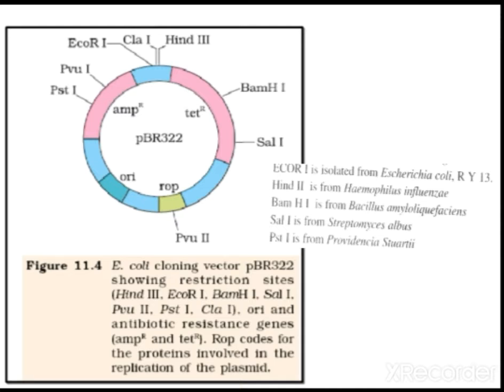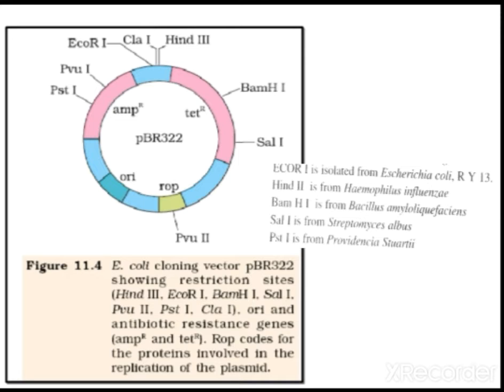So here is pBR322, the E. coli cloning vector that has been given here. You can observe different types of restriction sites: HindIII and even EcoRI, BamHI, like that SalI. So different sites have been given.